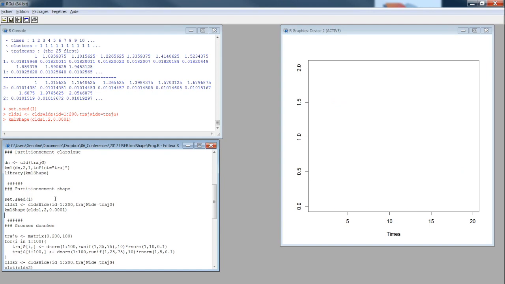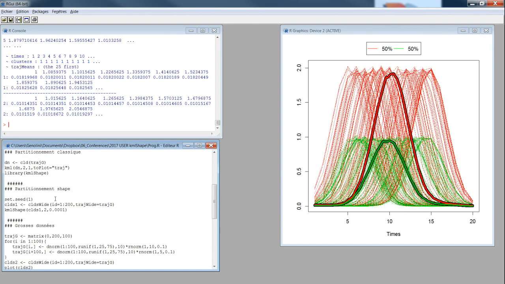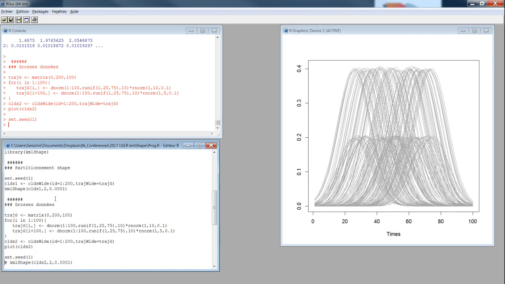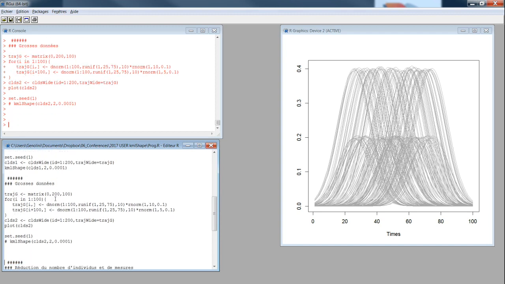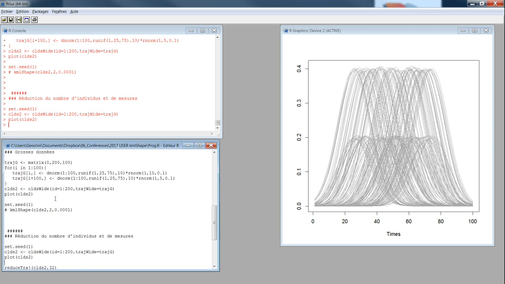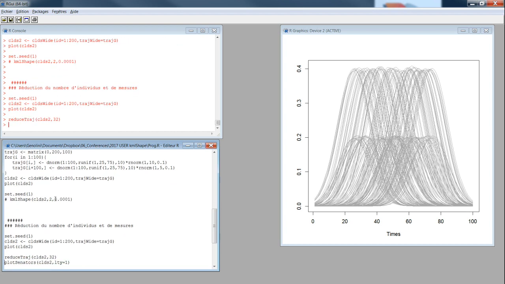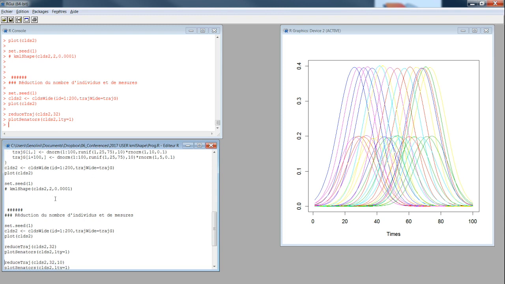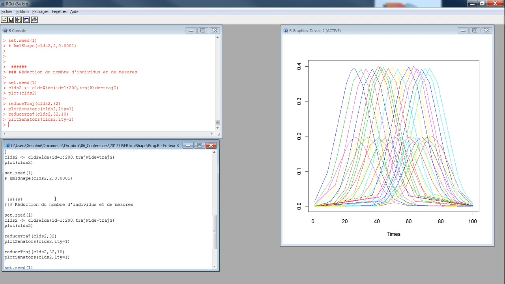Okay, this one we already see. So I will make a bigger data set. I will not try kmlShape on this big data set because it will take a long time. I will reduce the number of trajectories, and here it is with 32 trajectories and only 10 measurement points. The previous one had many measurement points. This one is with 10 measurement points.